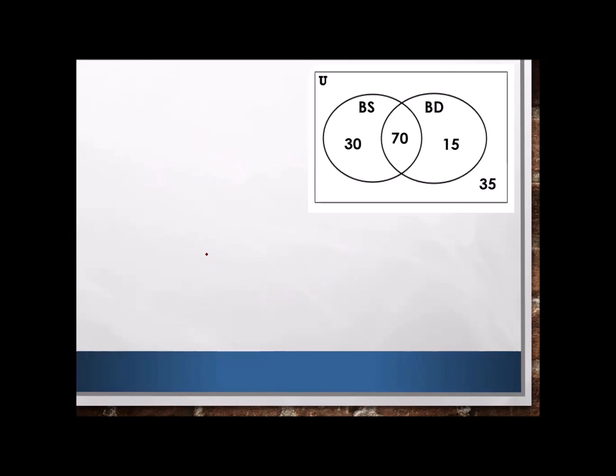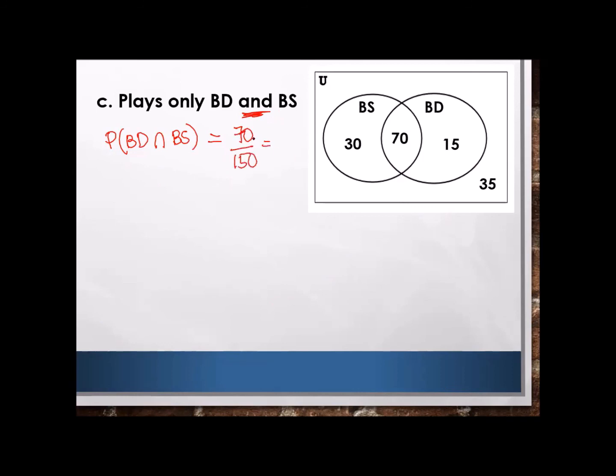Okay? Next. Plays only badminton and basketball. Okay, badminton and basketball. Okay po. So, ibig sabihin, and nasa gitna. So, probability ng BD intersection with BS. Tama po ba? Kasi and. Ilan yung nasa gitna? So, that is 70 out of 150. Anong lowest term? Okay, so that is 7 out of 15.